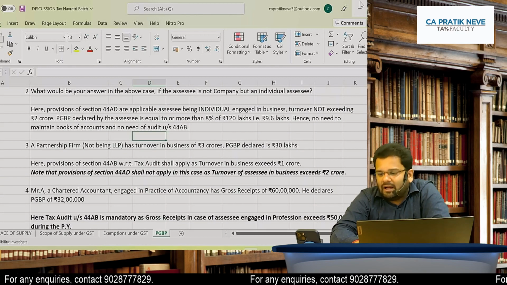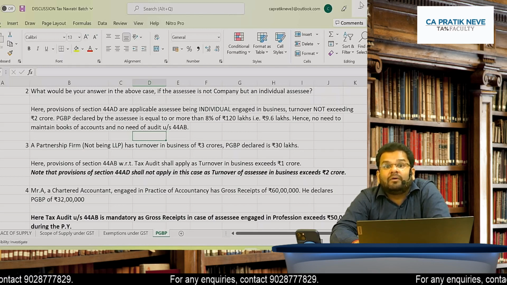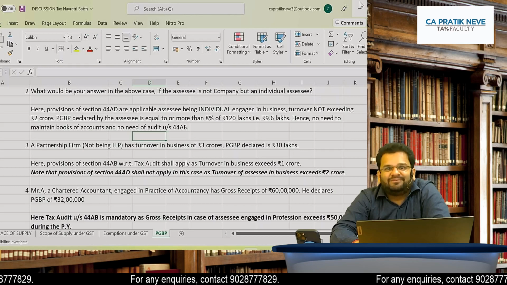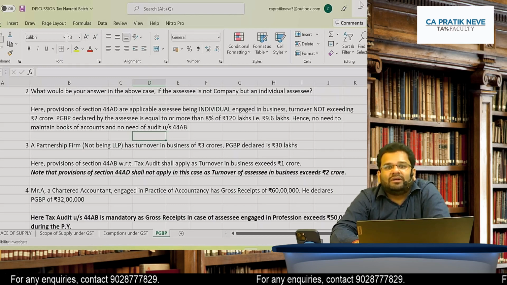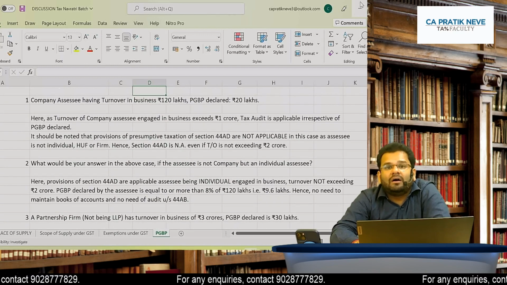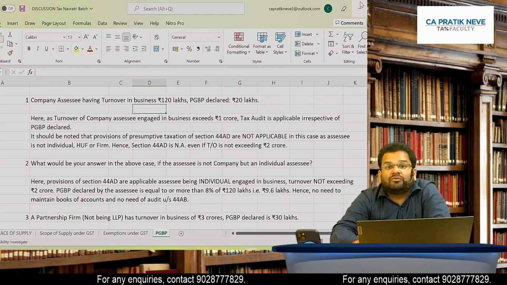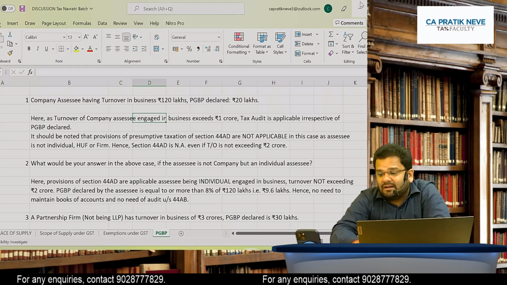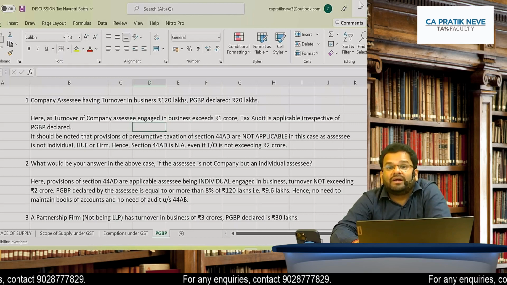We have declared income of 8% or more when, for an individual, turnover was not exceeding 2 CR. Hence, tax audit is not applicable. Agreed? But why did it become applicable in the case of a company? Because in the case of a company, the provisions of 44AD are not applicable, so we can't check the limit of 2 CR.